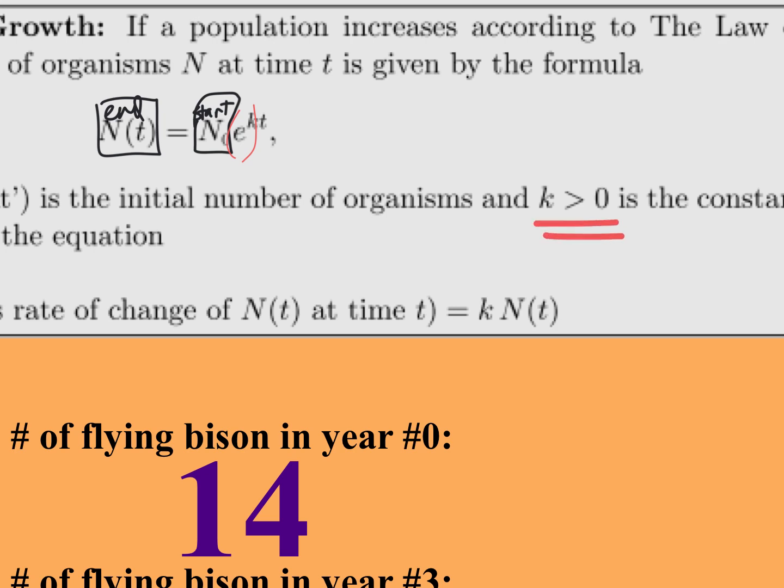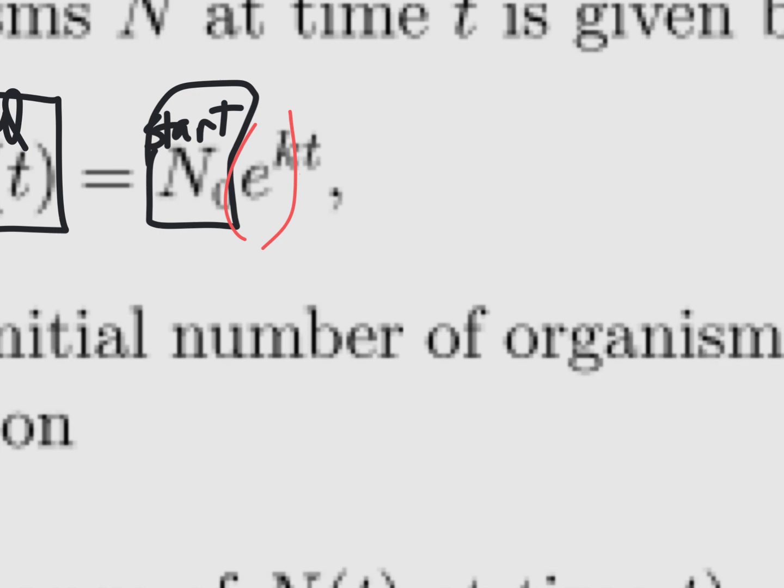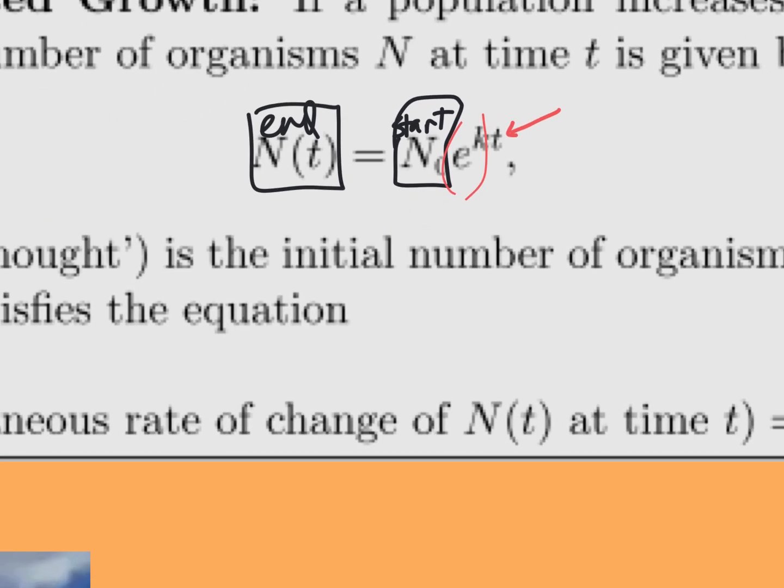On the next slide, it'll be the same formula except k is less than 0, and take a guess what happens. You get decay. So this formula is used for growth when k is greater than 0 and decay when it's less than 0. And take a wild guess what t stands for. No, it's not turnips. Of course it's time.